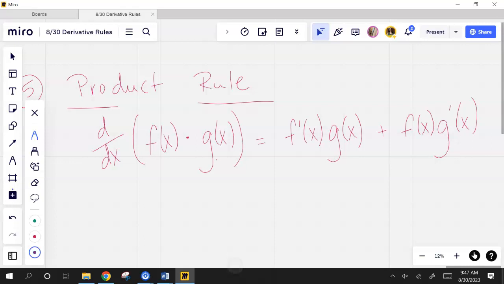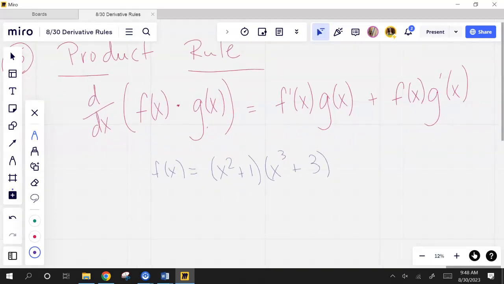For instance, if f of x was, and we could FOIL this out and just have one polynomial, but instead we're going to use the product rule just as an example. The product rule, Stacy, get it right. Do you see that I have 2 things here being multiplied together? So the derivative would be the derivative of the first. What's the derivative of that? 2x plus 0, so just 2x times the second.